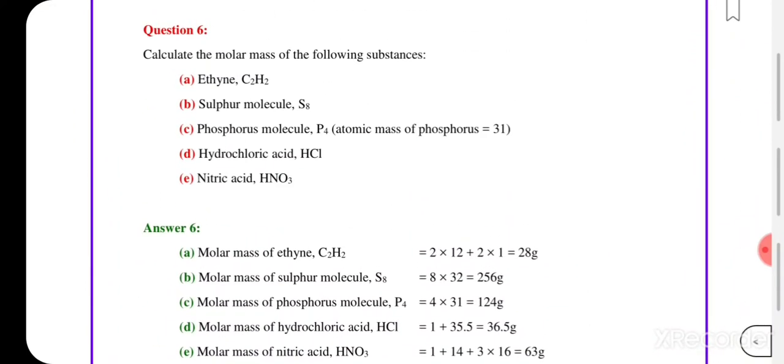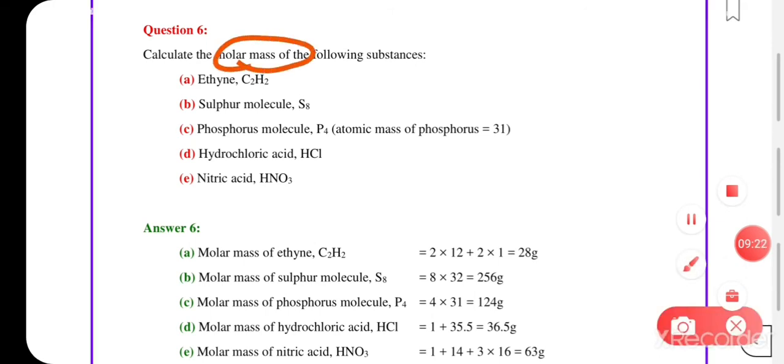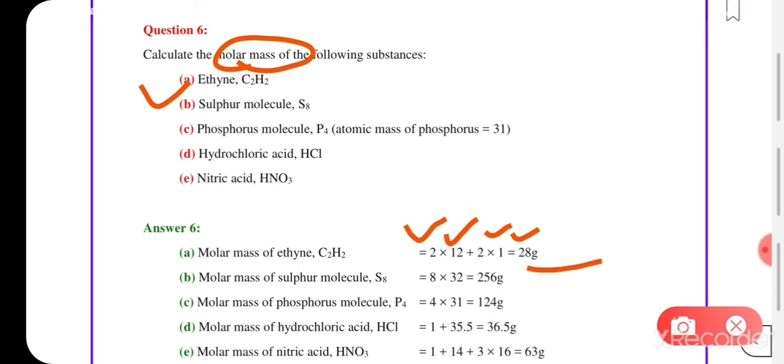Question number 6. Here you have to calculate the molar mass. Molar mass has to be calculated for the following substances. Let us take ethyne, C2H2. How many atoms of carbon are there? 2. So we write 2 first, followed by its atomic mass. So 2 multiplied by 12. Then we have to add it to hydrogen. How many atoms of hydrogen are there? 2 atoms. So 2 is multiplied with 1, 1 being the atomic mass of hydrogen. When you do the calculation, this will be your answer.